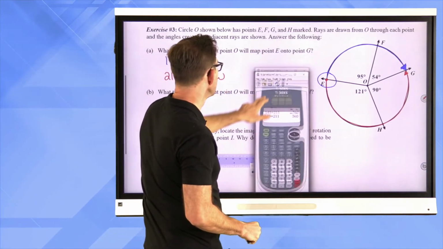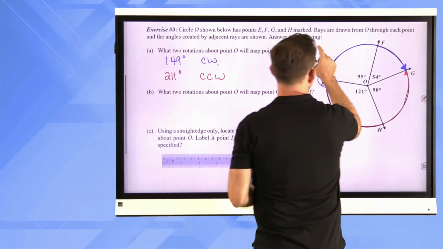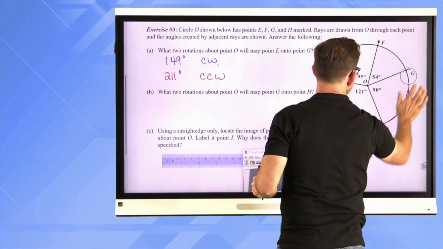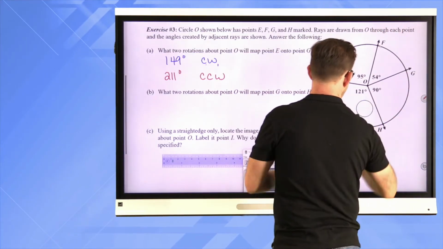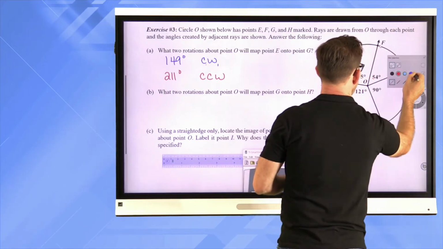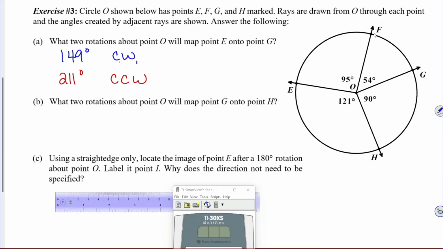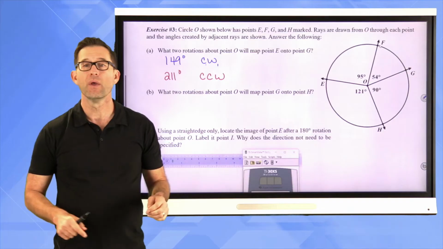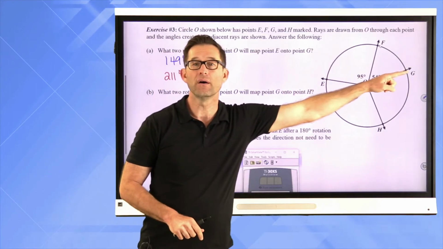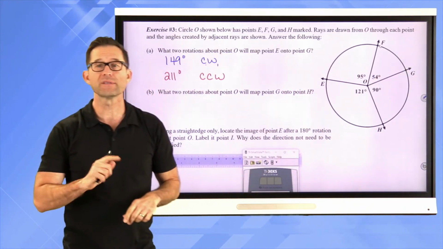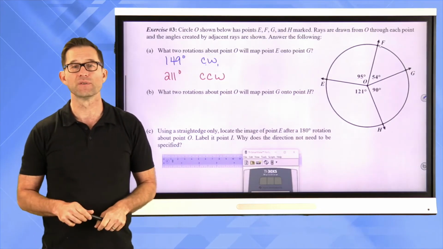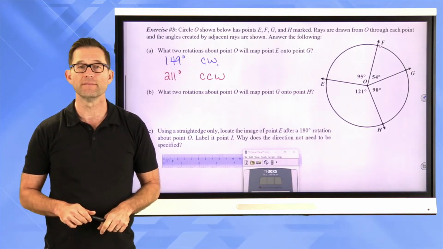All right, let's keep looking at these problems. I'm going to erase this so that we can make some new markings. Go back to blue. Okay, letter B. What two rotations about point O will map point G onto point H? All right, so now I want to map point G onto point H. Pause the video now and give me the two rotations about point O that will do that.